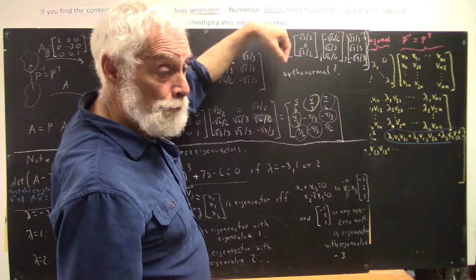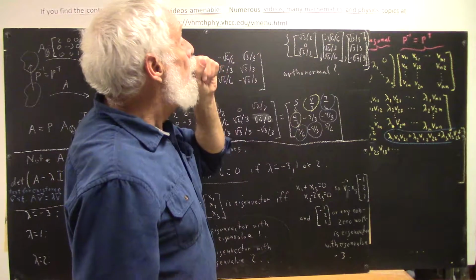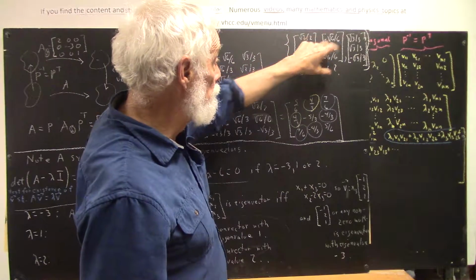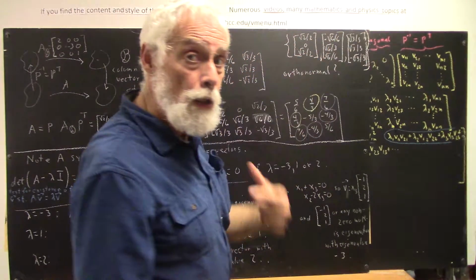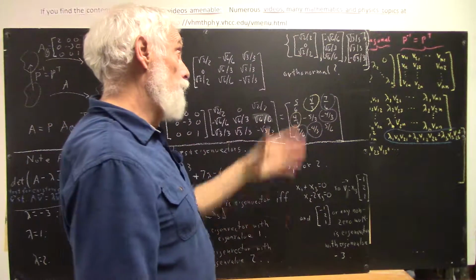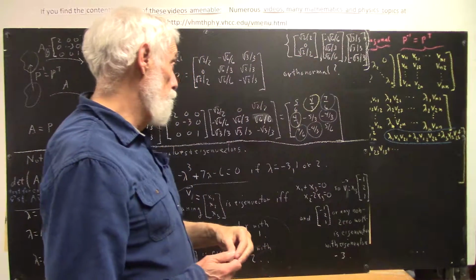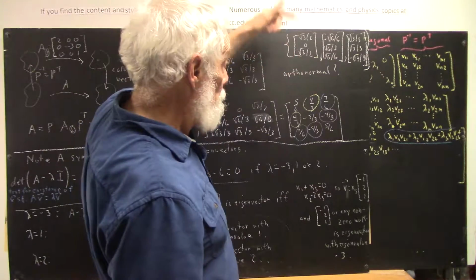Well, ortho means orthogonal. The dot product of this with this, this with this, and this with this are all 0. This is very easily verified. Write it out and you will see that it works out.